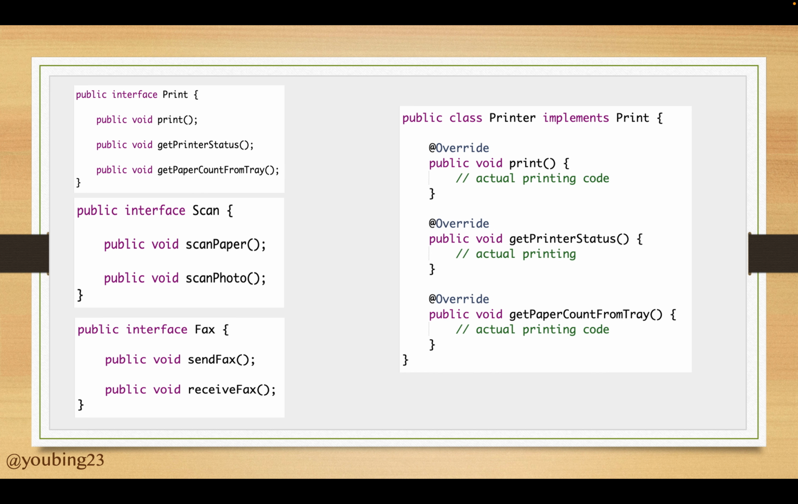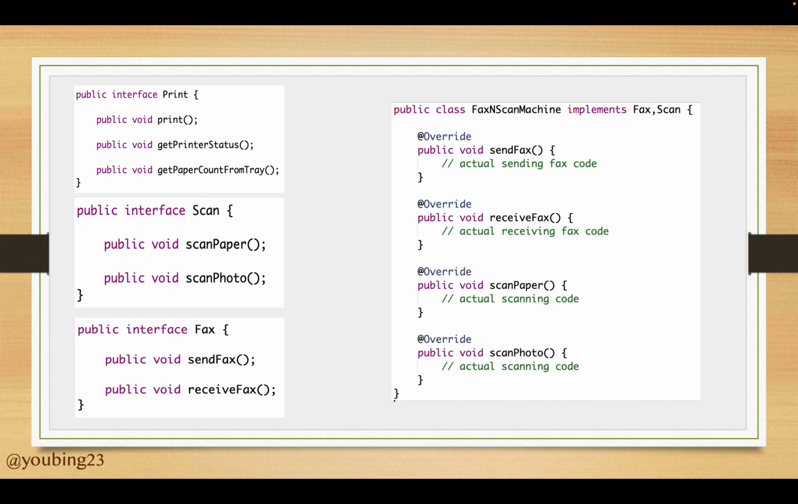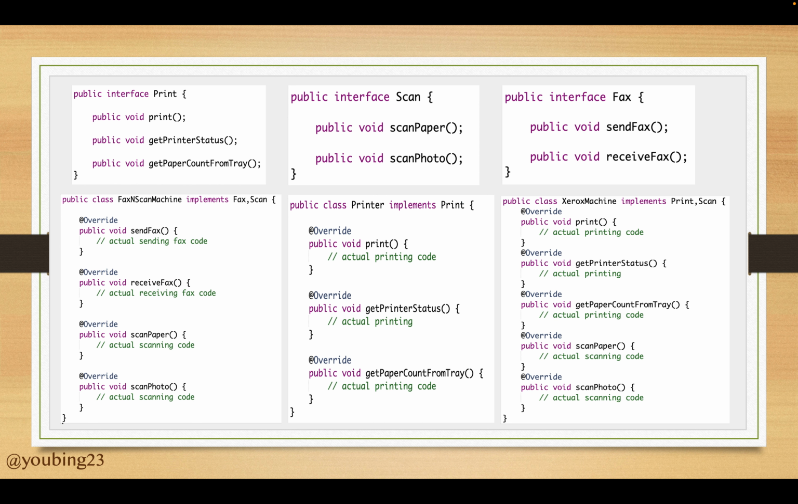Similarly, the printer class only needs to implement the print interface. If there is any other class, say a fax and scan machine, that scans and faxes documents, then this class will implement both fax and scan interface. You can see that the classes have become much cleaner now, and there are no more blank implementations of methods. So, we have solved the problem by segregating the interfaces. This is one way of following the Interface Segregation Principle.